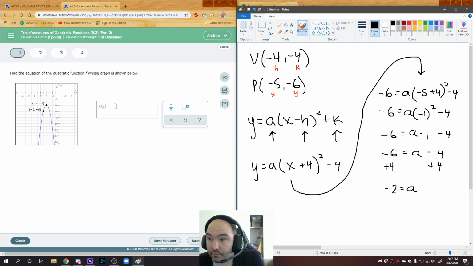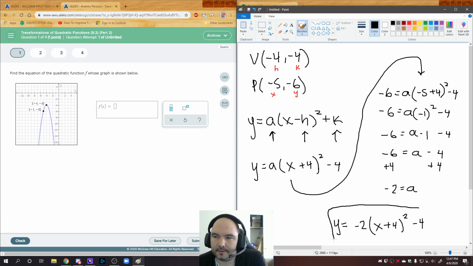Now, with that information, we're done. We have everything we need to fill out the formula. So see how this formula was y equals a x minus h and k? Y equals -2, because that's the a value we found, x plus 4, that's how we filled in the h the first time, that should be no different when we write our final answer, and then a minus 4 at the end. And that's our final done deal formula.